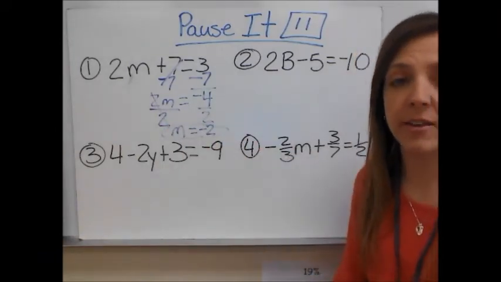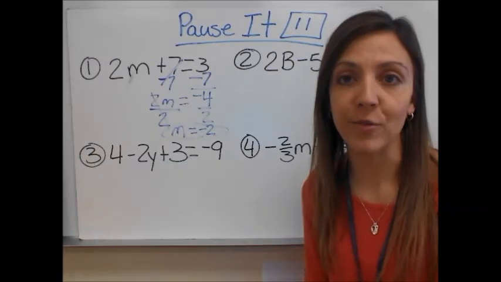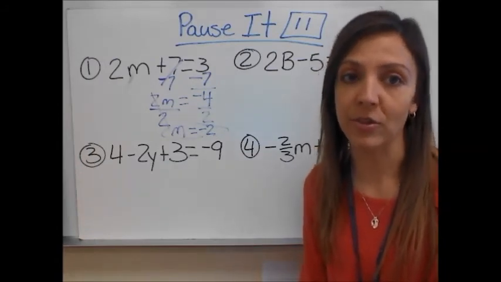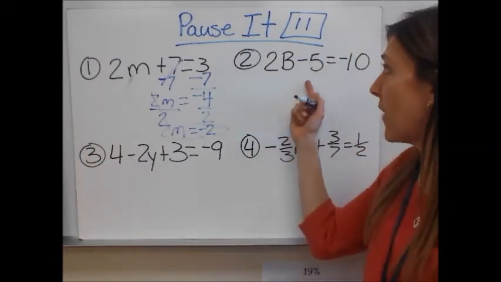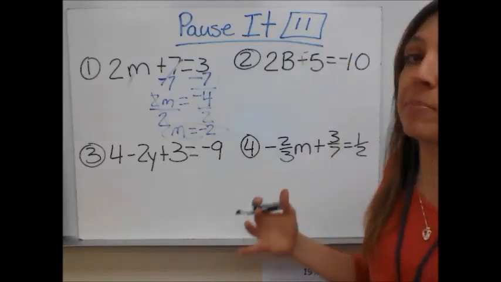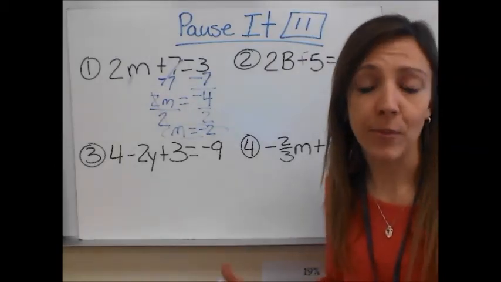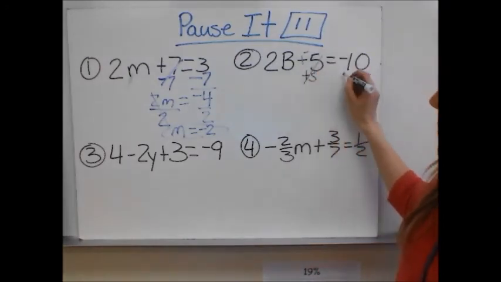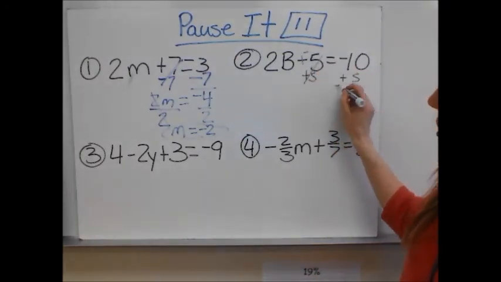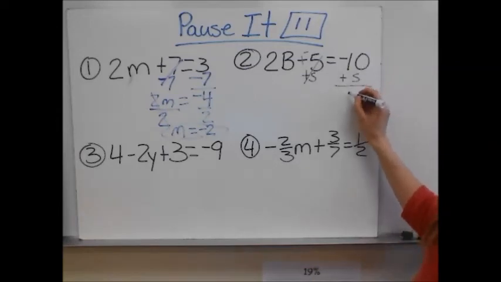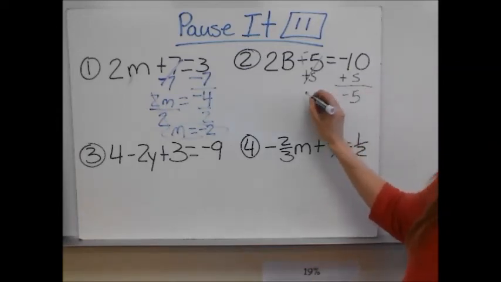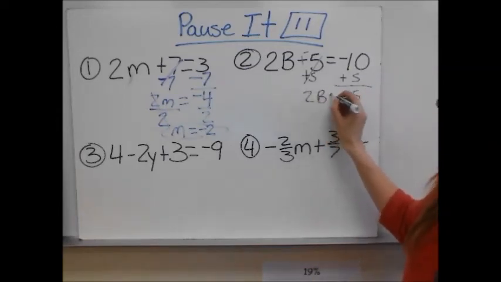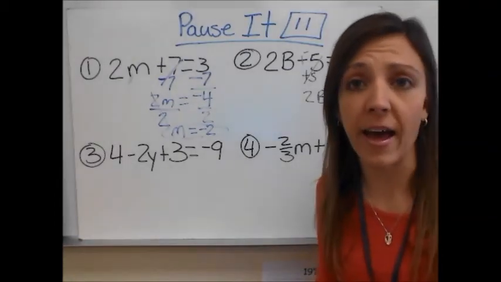2b minus 5 equals negative 10. Isolate king variable using inverse operations. Begin with addition and subtraction. So we have minus 5, or you could switch that to be plus a negative 5. The only way to get rid of that negative 5 is to add 5. Do unto one side as you do to the other. And negative 10 plus 5 is negative 5. So I have 2b equals negative 5.